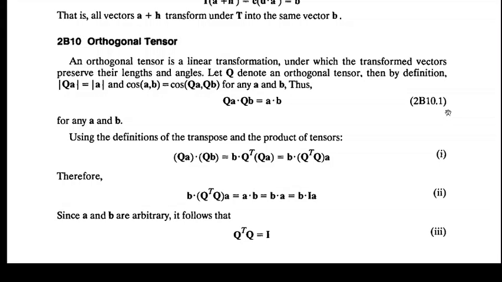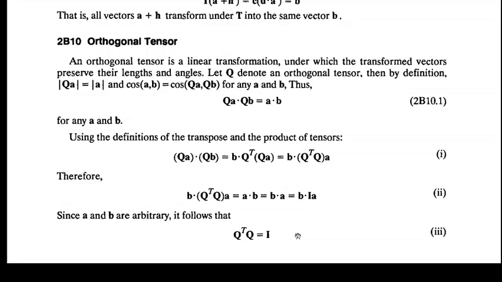What is the definition of orthogonal matrix? This is written here: Q transpose. If Q is a matrix, and if Q transpose Q is equal to identity, or Q and Q transpose is equal to identity, then we will say that Q is orthogonal.